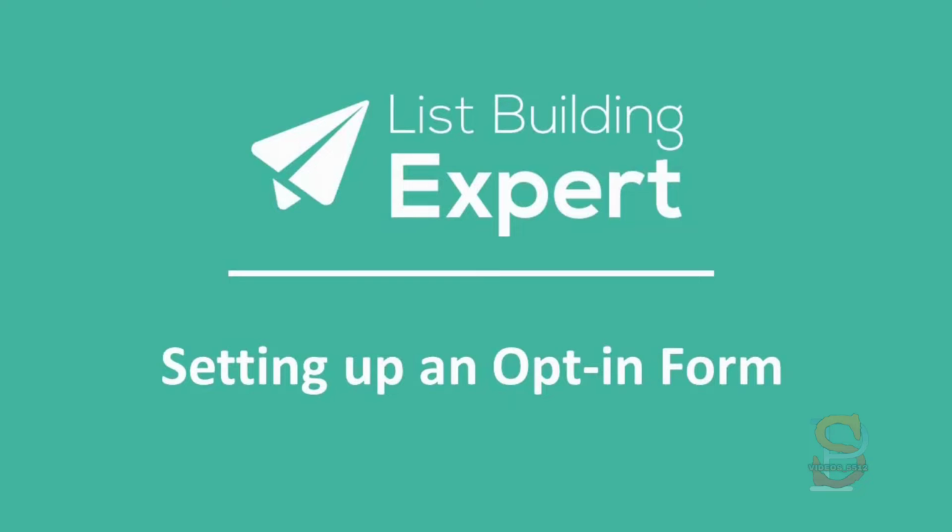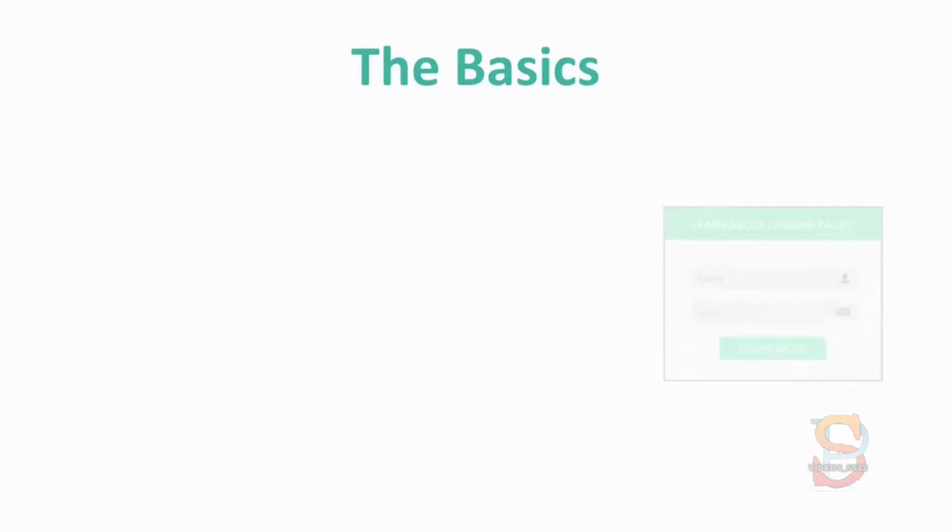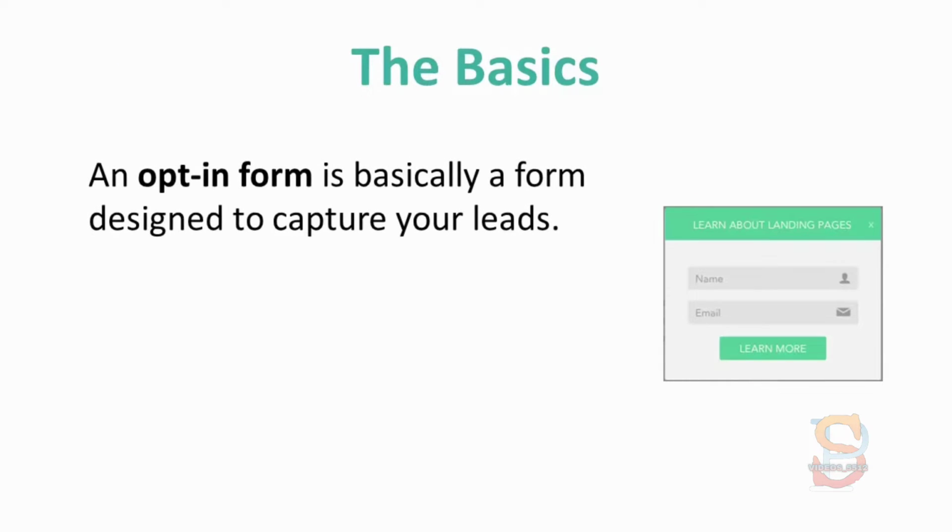Now that we have discussed how to select an autoresponder, we can move on to setting up an opt-in form. An opt-in form is what you will use to capture your leads. You may have visited a site recently and noticed a pop-up form or even a form that has been strategically placed on the website, encouraging visitors to join their mailing list. That form you encountered is the opt-in form.